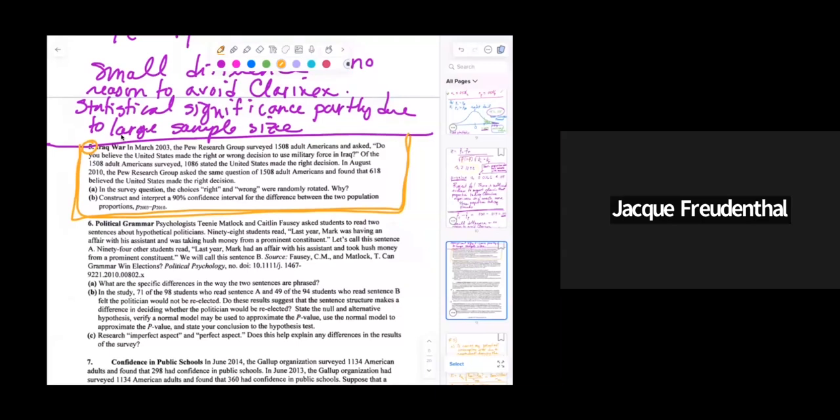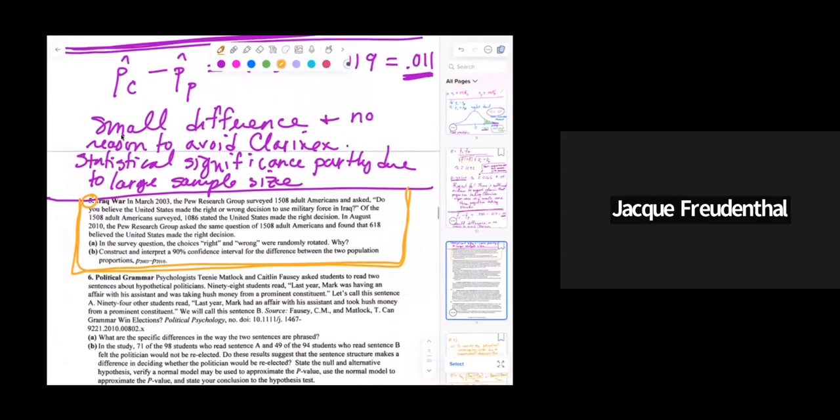Okay, this one is going to be a confidence interval. So we're going to look at confidence intervals now. This has to do with the Iraq War. In March 2003, the Pew Research Group surveyed 1,508 adult Americans and asked, do you believe the United States made the right or wrong decision to use military force in Iraq?